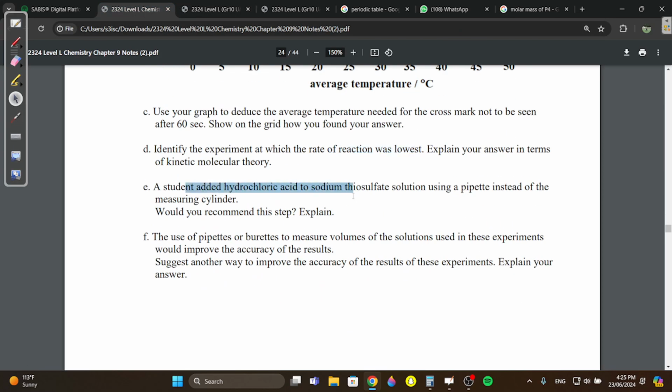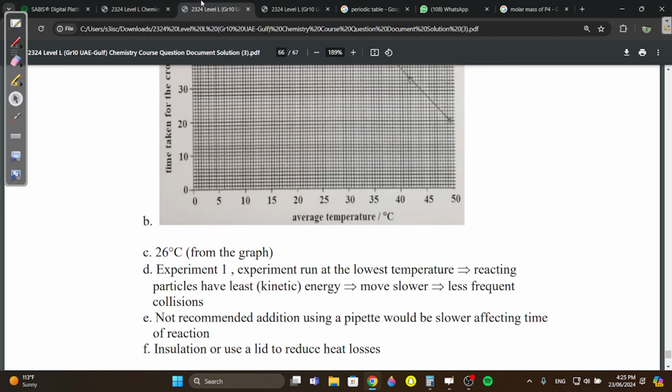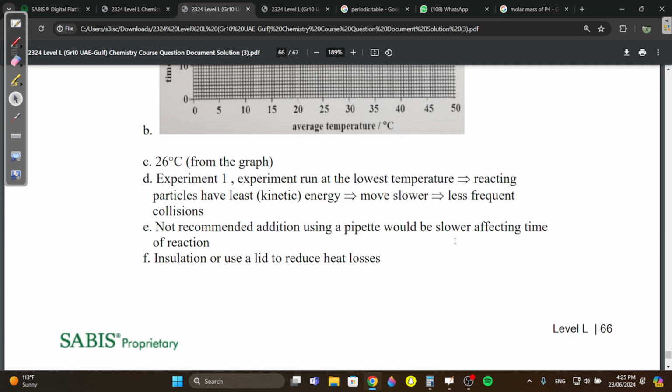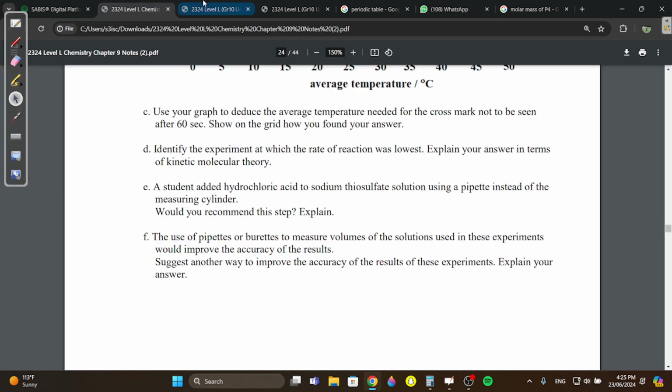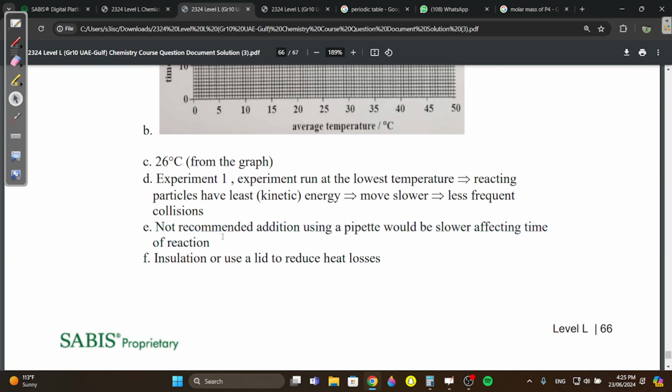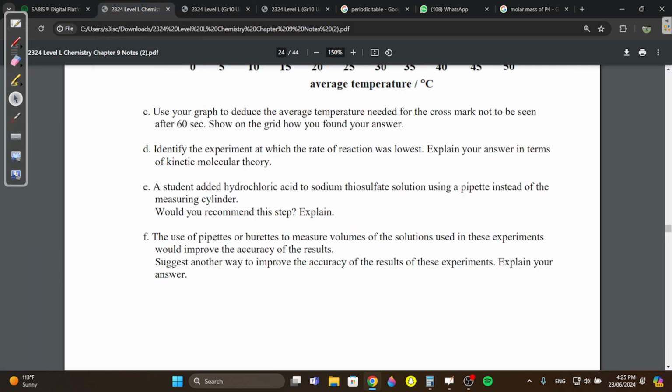E. A student added HCl to sodium thiosulfate using a pipette instead of the measuring cylinder. Would you recommend this step? Explain. Okay, I mean, if this comes, put this. I don't think this will come. If it comes, say it's not good to add a pipette because pipettes take longer time. It would be slower if you use the pipette.